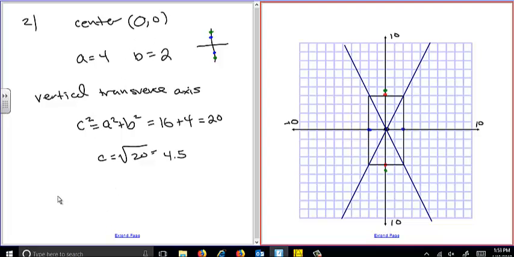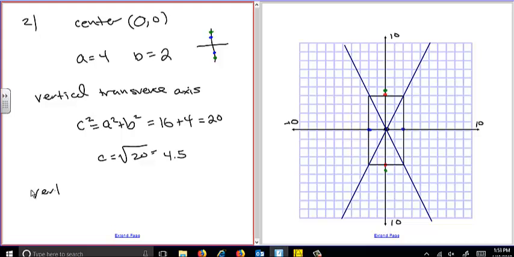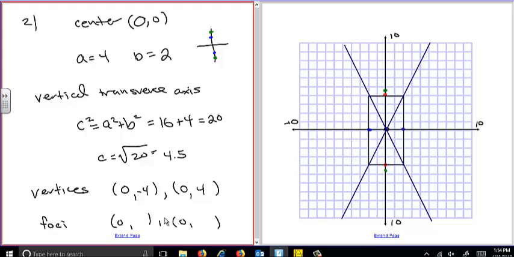So we have the center, vertices. Okay, so we can see that the vertices are at a particular x coordinate, which is going to be 0. And here we go down 4, 1, 2, 3, 4, so it's -4. And we go up 4, which is +4. The foci are also at x equals 0. But instead of going down 4, we go down 4.5. And we go up 4.5.